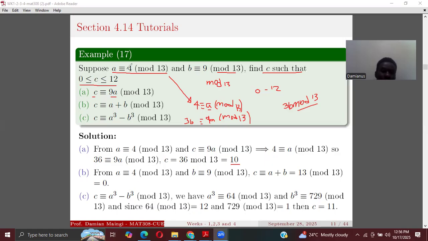So what do I do? Well, I cube A, so I cube 4. So I'll get A cubed, and then I cube 4. 4 times 4 times 4 is 64. So I'll have A cubed is congruent to 64 mod 13.